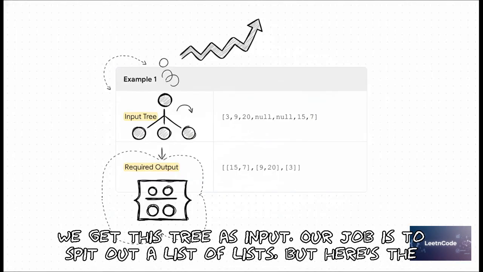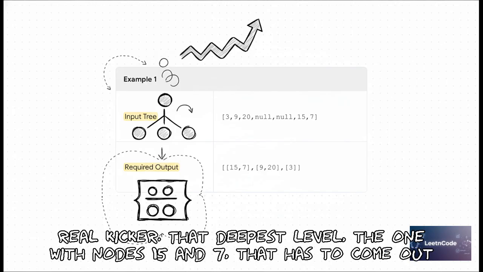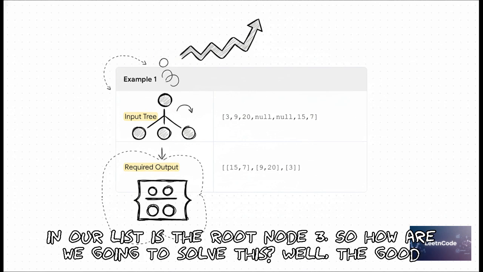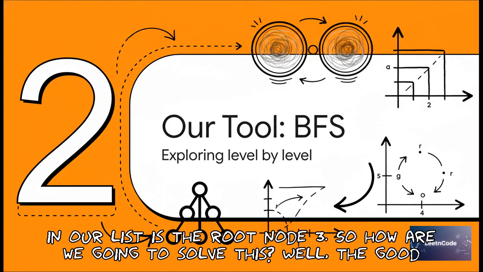We get this tree as input. Our job is to spit out a list of lists. But here's the real kicker. That deepest level, the one with nodes 15 and 7, has to come out first. Then the level above it, and so on, all the way up until the very last thing in our list is the root node 3. So, how are we going to solve this?